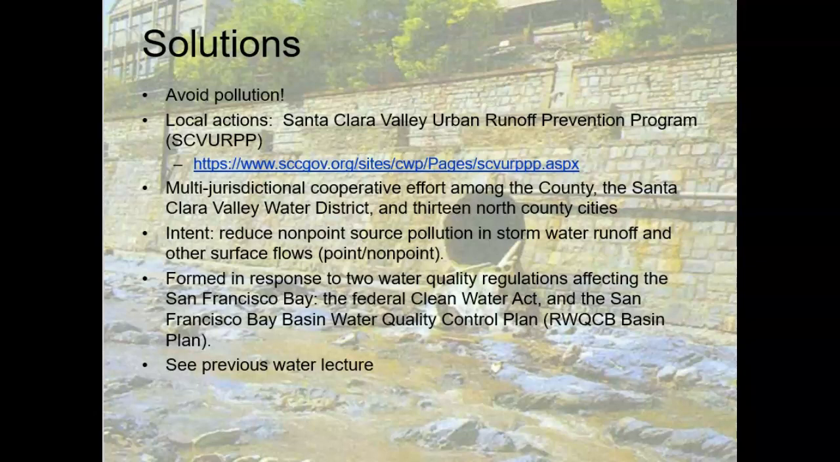So what SCVURPPP is, that's how you pronounce their acronym. It's a multi-jurisdictional cooperative effort amongst the county and the 15 cities of Santa Clara County, and then there are 13 other cities that are in the north. They're all part of this, and the intent is to reduce non-point pollution sources from stormwater runoff and other surface flows. So they look at point and non-point sources, and try to reduce those pollutants.